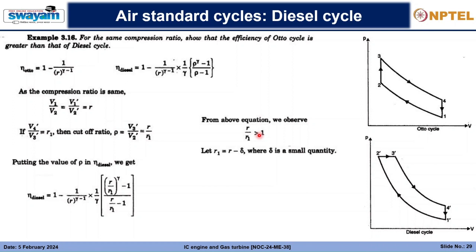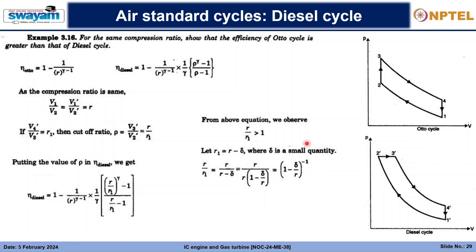Yes. So now we will just find how much R1 is lesser than R. So we will just give a value delta. Delta is a very small quantity. So by then, if we solve R by R1, then we will find R by R delta equals to a quantity like this.